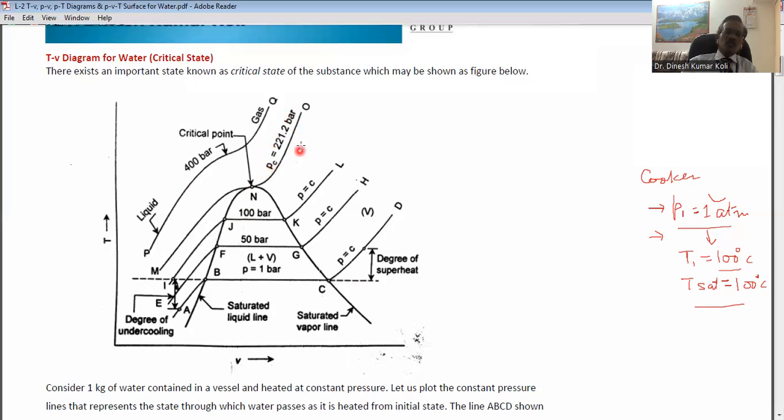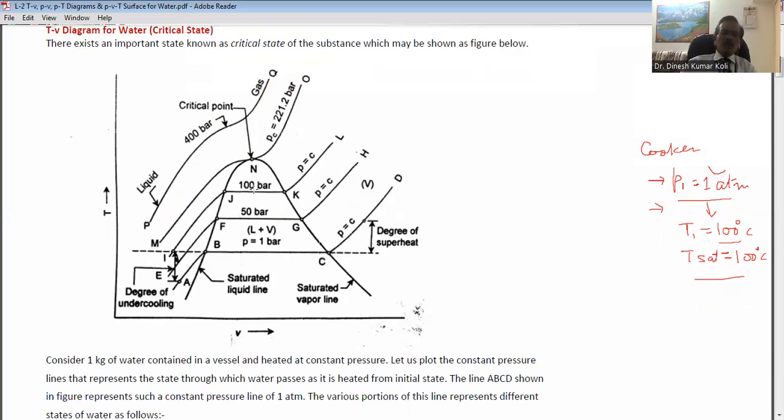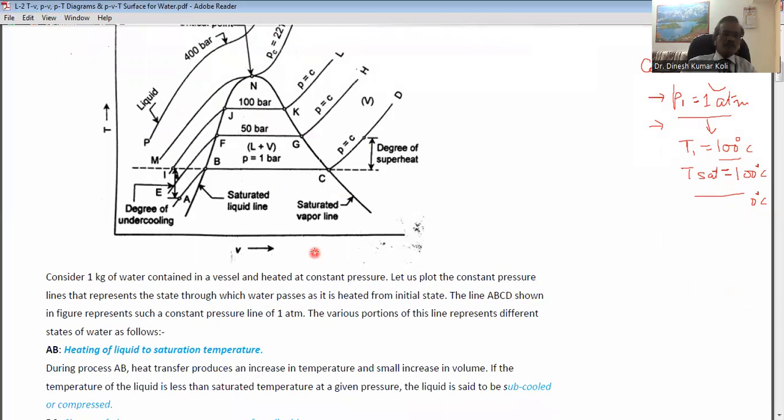and it corresponds to the critical pressure, PC equal to 221.2 bar. On further increasing the pressure beyond 221.2 bar, it shows the curve PQ, which is at 400 bar. It is the supercritical condition, where the liquid converts directly into the gaseous phase without boiling, without any heat given in the form of latent heat. So this we have done for 1 kg of steam.